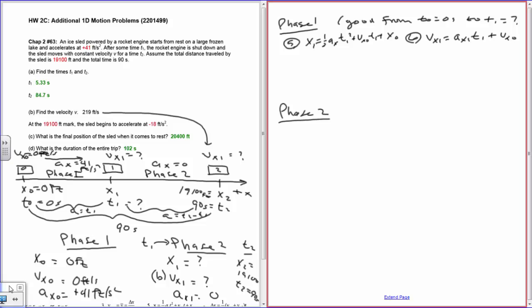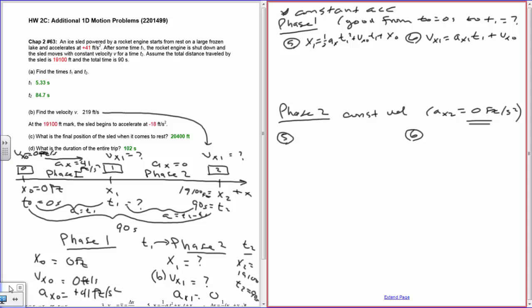What do we know? Phase 2 is constant velocity. So your acceleration in phase 2 is 0. Alright. What equations should you consider when you're doing that? For phase 1, we have constant acceleration. So we get to use our equations.